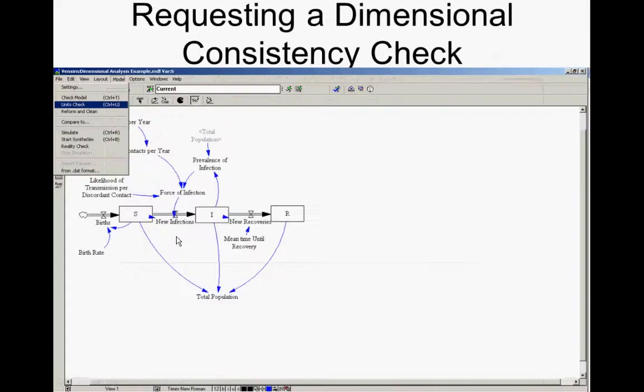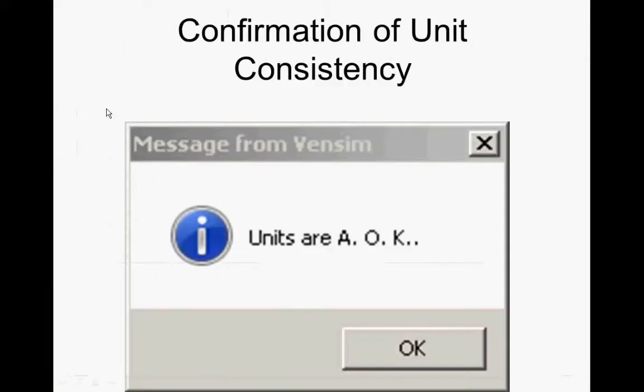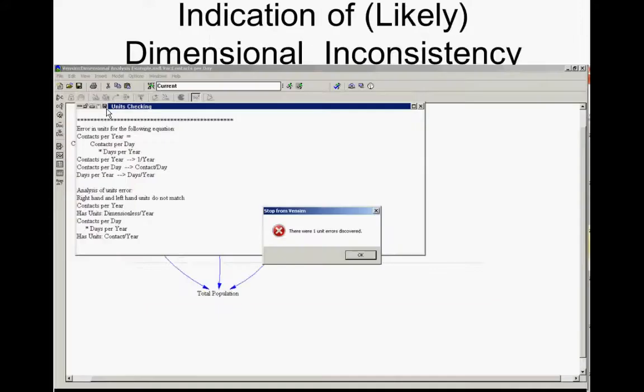Then you can request a dimensional consistency check. So once you've labeled everything in the model, you can do model unit check, and if you're in good shape, it will say units are A-OK. If it's not in good shape, it will warn you.